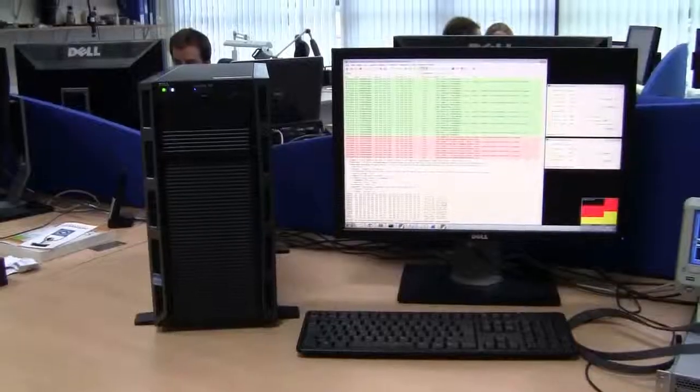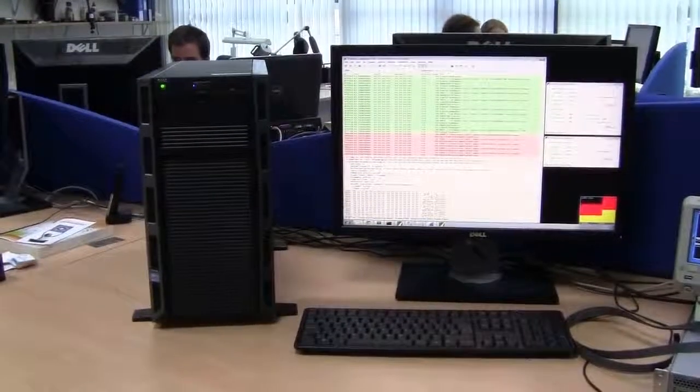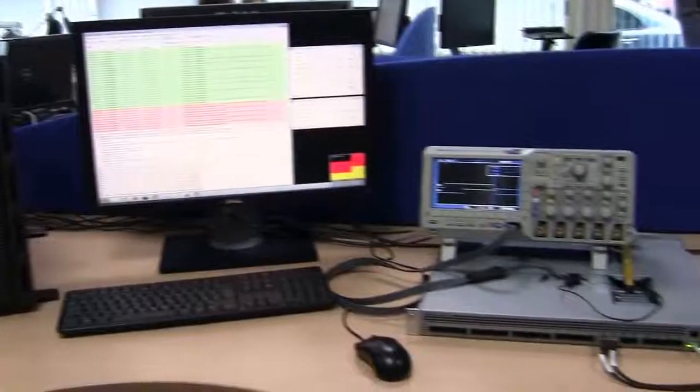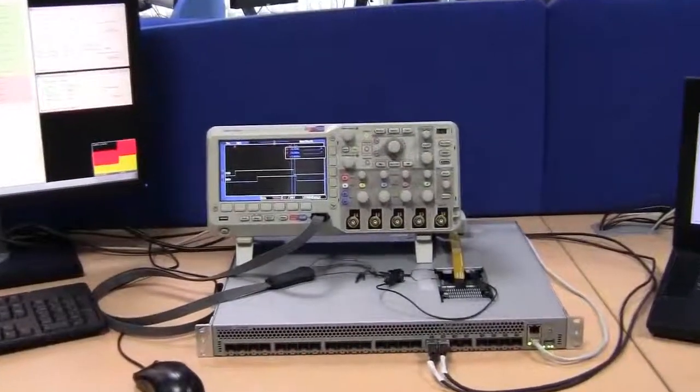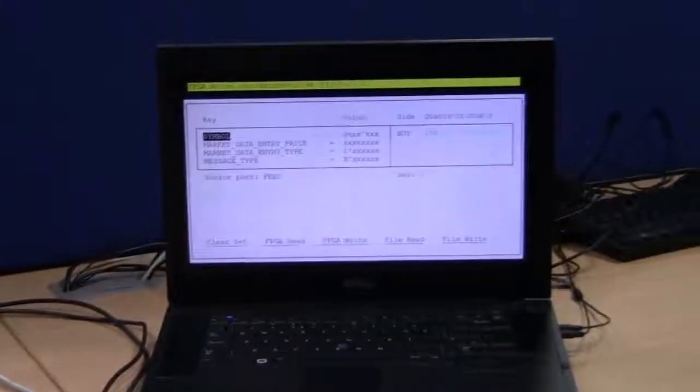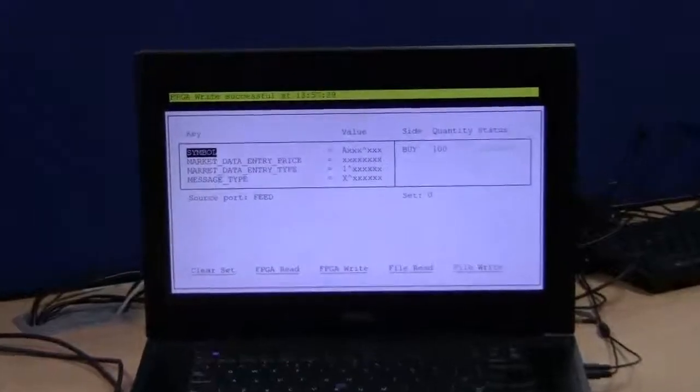This is the computer which has the feed and exchange simulators. This is the switch and the scope to make latency measurements. And this is our terminal where the strategy trigger conditions are manually entered and executed in real time.